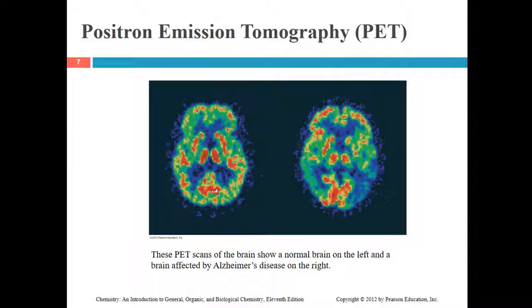So these PET scans of the brain show a normal brain on the left and a brain affected by Alzheimer's disease on the right.